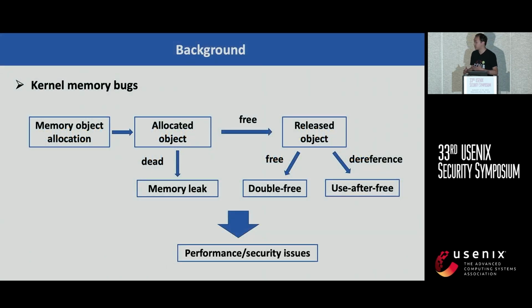So first, let's briefly review the memory management, or MM, problems in C programs. In C programs, ideally, every memory object allocated on the heap should be released exactly once. If they are not released, it leads to a memory leak problem. If they are released multiple times, it results in a double free problem. Additionally, if they are used after being released, use after free is triggered. Such memory management problems will affect the performance and the security of a program.